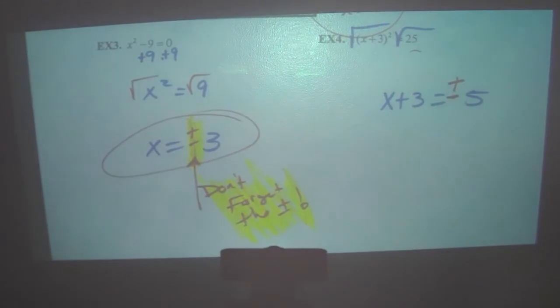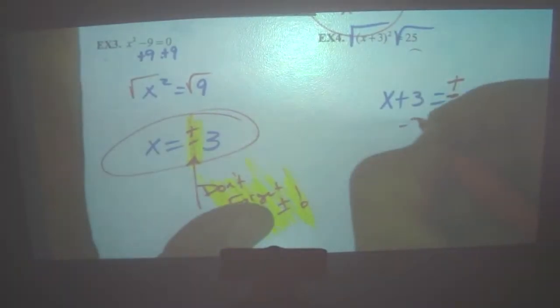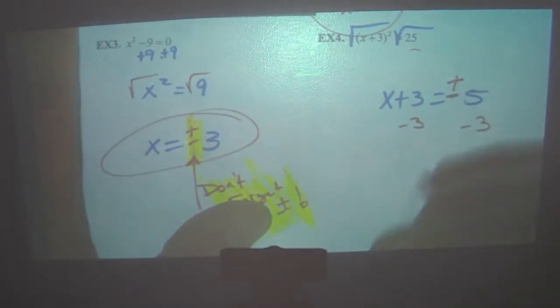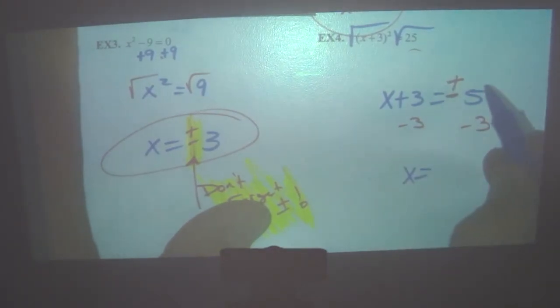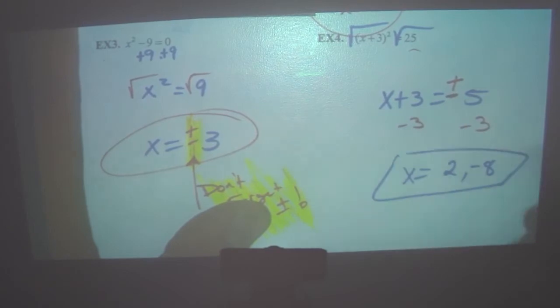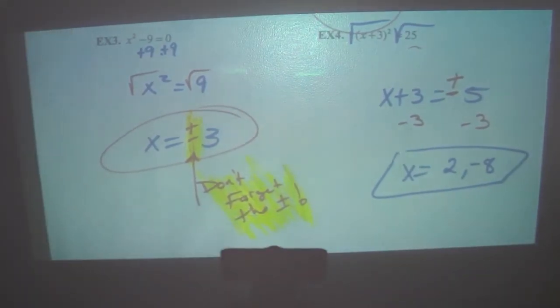And then we solve. We subtract the 3 over. So final answer, you can simplify: 5 minus 3 is 2, and negative 5 minus 3 is negative 8. We get our two solutions there.